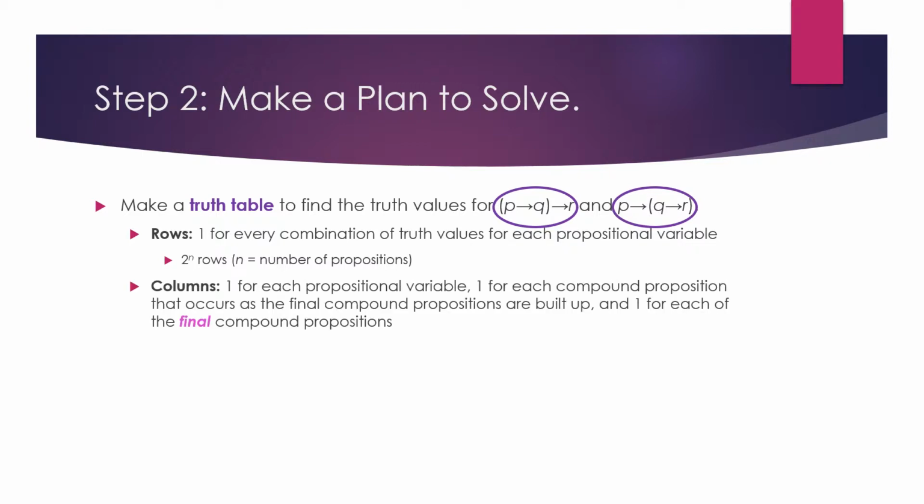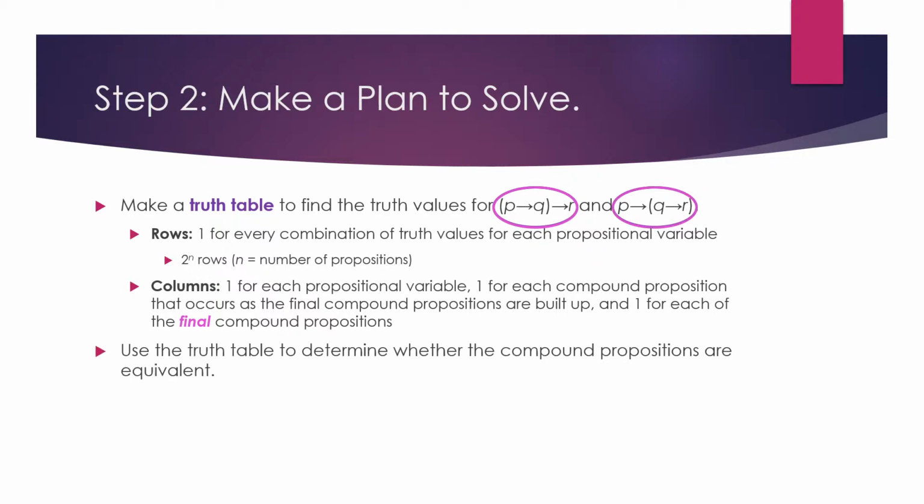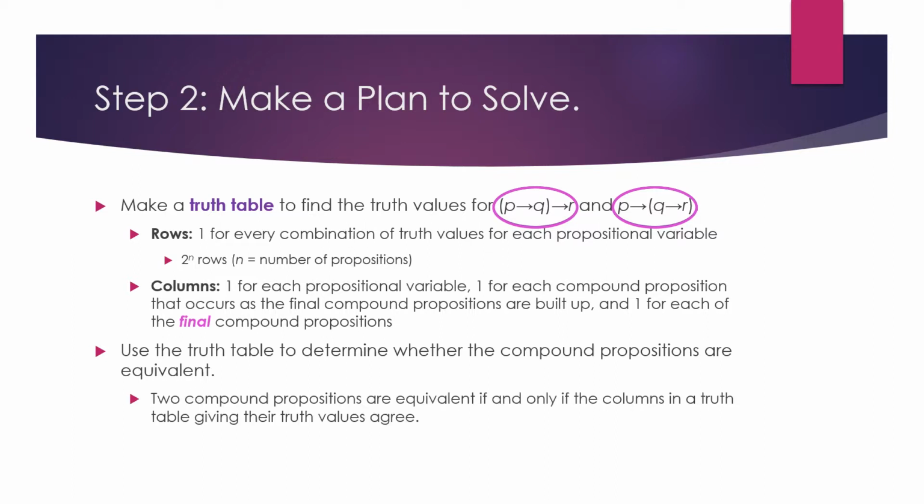Next, I need to map out the columns of the table. I need 1 column for each propositional variable, 1 for each compound proposition that occurs as the final compound propositions are built up, and 1 for each of the final compound propositions, which are these ones. After I complete my truth table, I can use it to determine whether the compound propositions are equivalent. And I can do this because 2 compound propositions are equivalent if and only if the columns in a truth table giving their truth values agree.